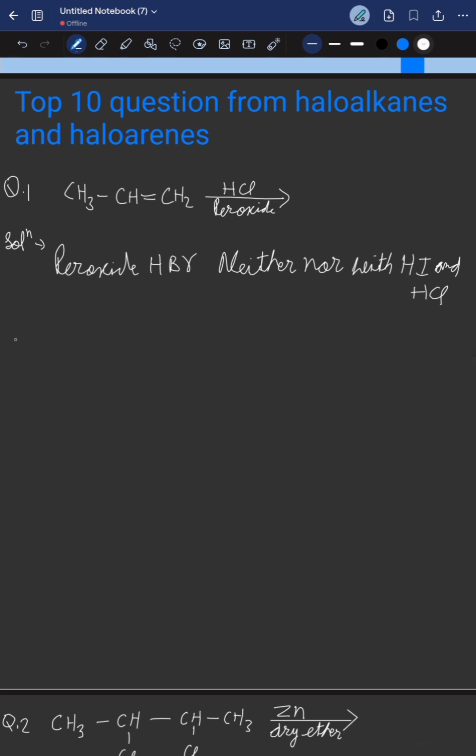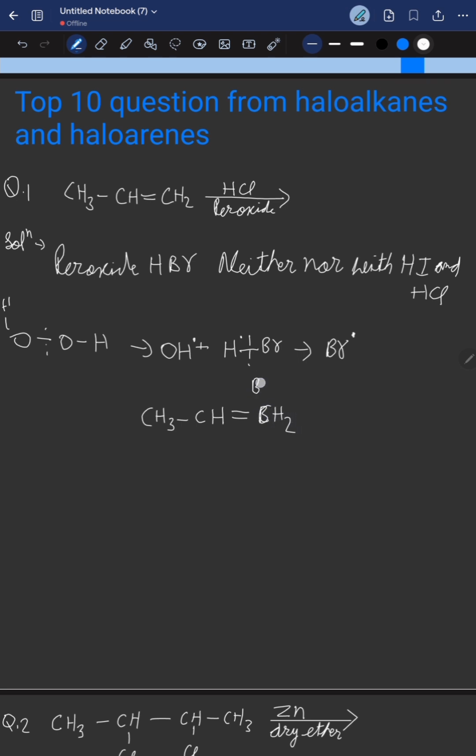The reason is that when the Kharash effect occurs, the O single bond O of the peroxide breaks, producing an OH radical, which attracts the hydrogen radical from the HBr, leading to the production of the bromine radical, which attacks on the double bond and causes the formation of an allylic intermediate. But here it is HCl, so no peroxide effect would occur. It would be the normal electrophilic addition leading to the formation of 2-chloropropane.